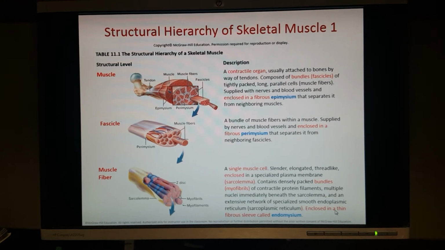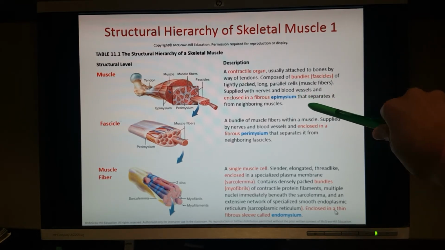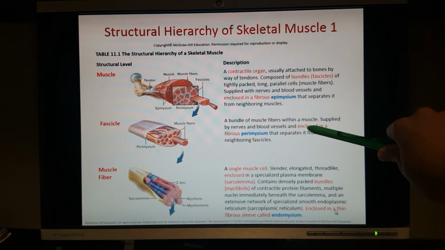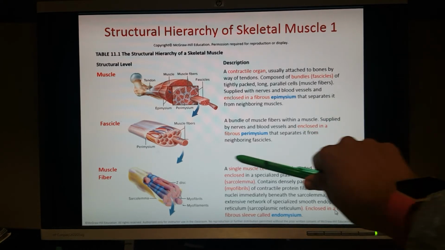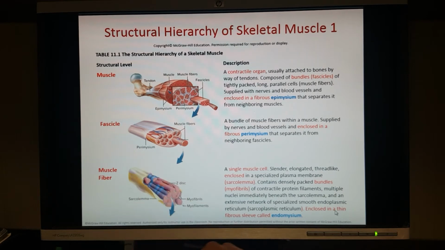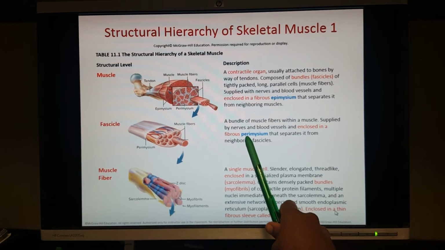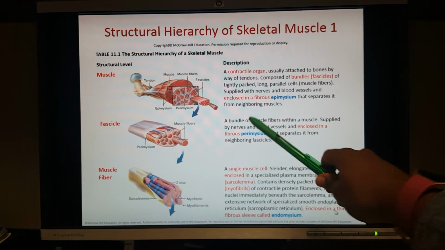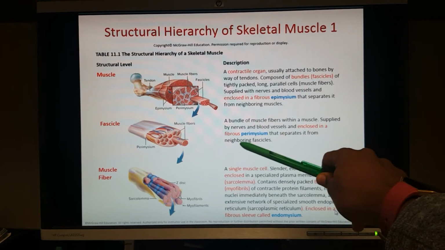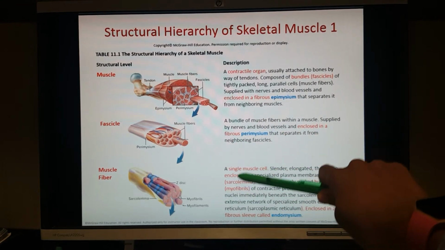Moving on to the structure of skeletal muscle. Starting from the entire muscle itself, your muscle is enclosed, just like a lot of your other tissues and organs are enclosed, in a type of connective tissue called an epimysium. Inside your muscles, you have bundles of muscle fibers called a fascicle. Each fascicle also has its own little wrapping called a perimysium. Think epi is very large, like something that's totally epic. And peri is just something that's around.